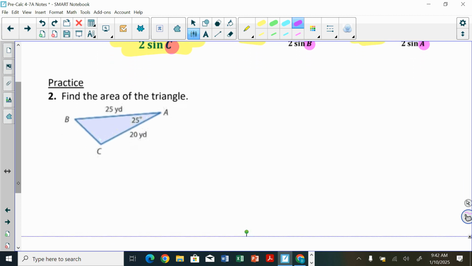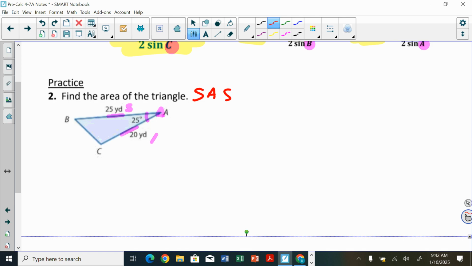So what do we have here? We're given a side right here, and we're given a side right here, and we're given an angle. So we kind of have a side, an angle, and a side. So this is side, angle, side. So I'm going to use the side, angle, side formula and say, okay, what do I have? I have triangle A, B, and C.